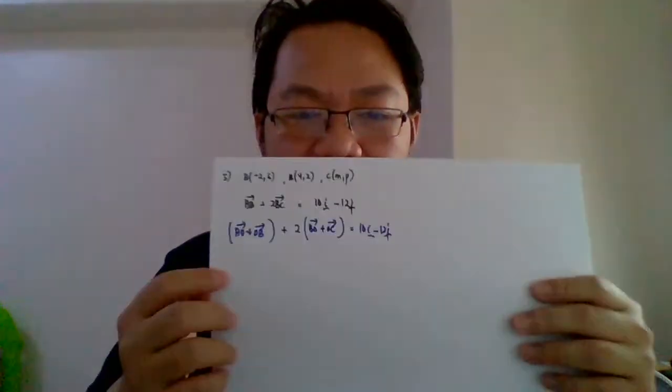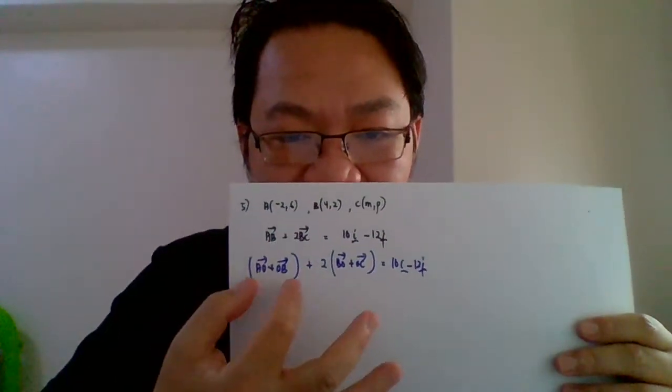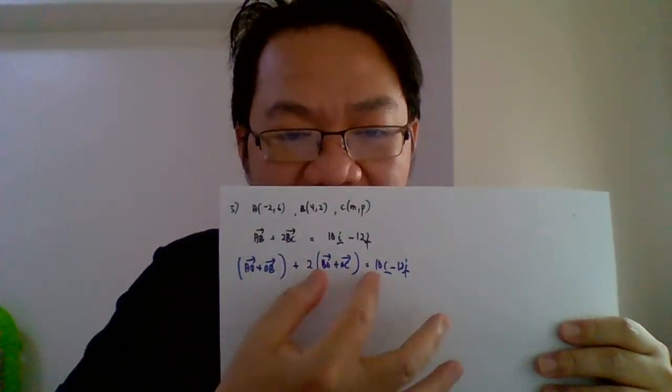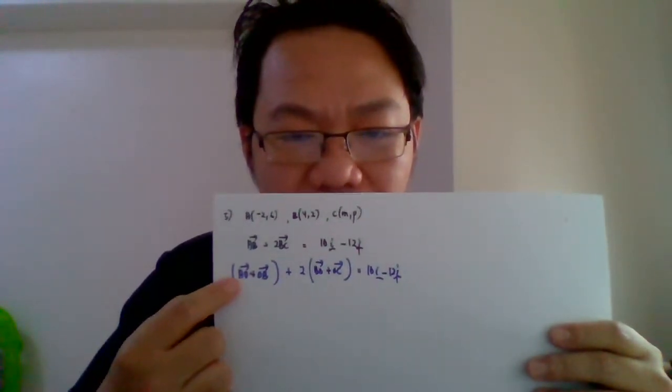Okay, very straightforward question here. Okay, this is an SPM question. Look here. AB, I expect it to become like this. The BC, I expect it to become like that. So now guys, how to solve this problem?